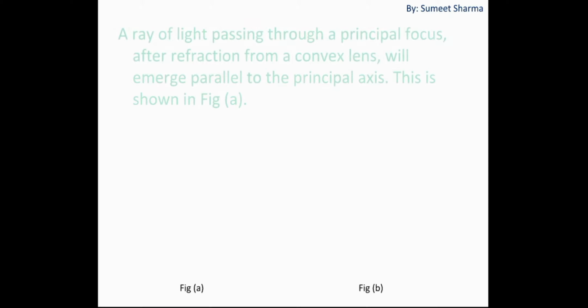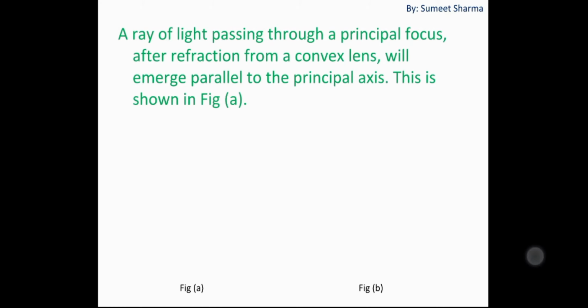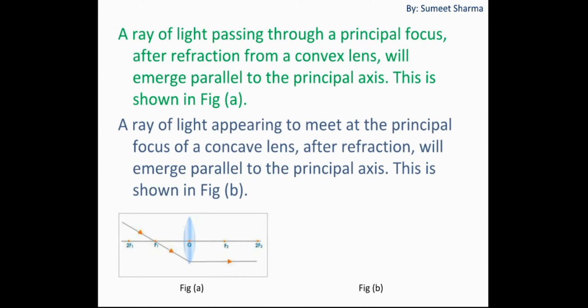Okay. Next, a ray of light passing through the principal focus after refraction from a convex lens will emerge parallel to the प्रिंसिपल एक्सिस। तो जैसा आप फिगर ए में देख रहे हैं, a ray passing through the principal focus, so after refraction from the convex lens it emerges parallel to the principal axis.